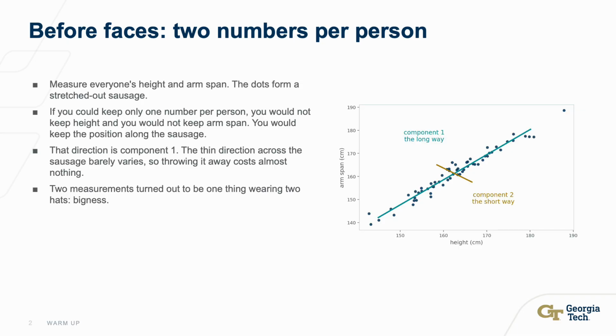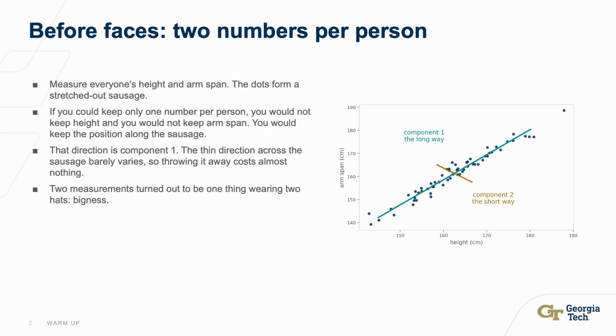One more thing to notice before we leave the sausage. The direction we kept is not one of the two things we measured. It is a mixture of them, roughly height plus arm span. PCA is allowed to invent new axes, and the ones it invents are usually more meaningful than the ones you started with.